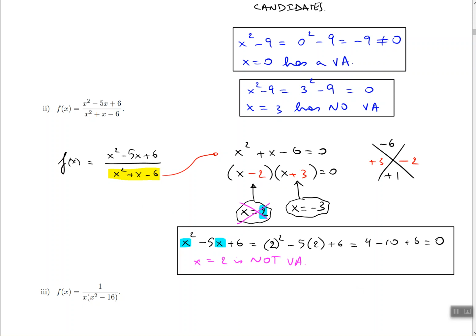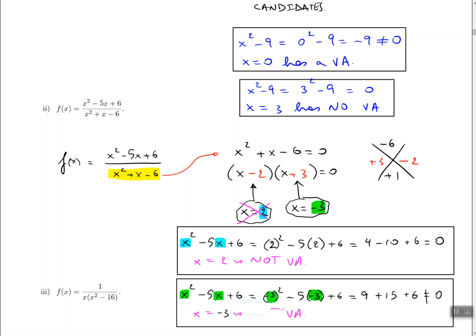Okay, can you test negative 3 and tell me if you get 0 or not? When I test negative 3, it turns out that negative 3 is in fact a VA, because the number I get is not 0. As a matter of fact, it's going to be 30, but who cares? That tells me that negative 3 is a VA. So that's good news for negative 3 over here. So that's a VA, and that's it. Try the last one on your own, and I'll give you the answer in a different video.